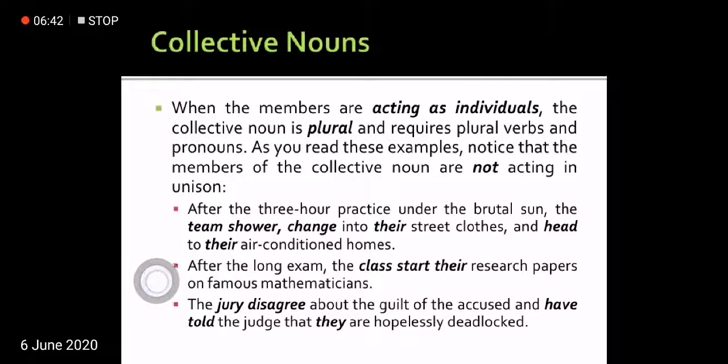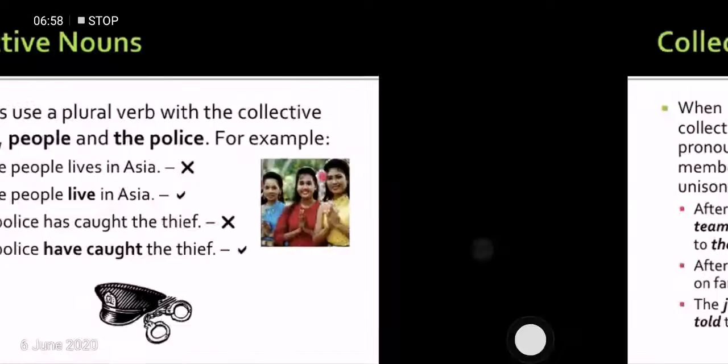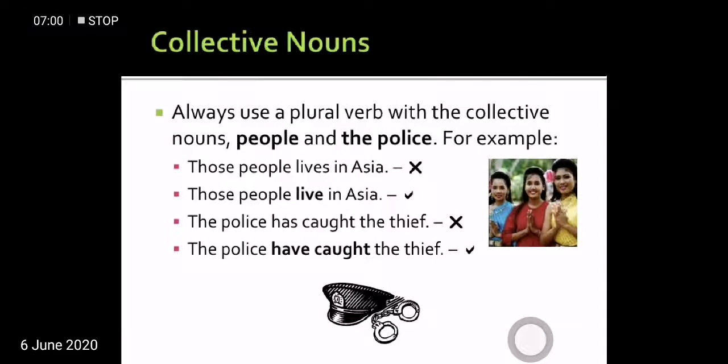Again, in this second example, after the long exam, the class start their research papers on famous mathematicians. Third example, the jury disagree about the guilt of the accused and have told the judge that they are hopelessly deadlocked. Always use a plural verb with the collective nouns people and the place, for example.